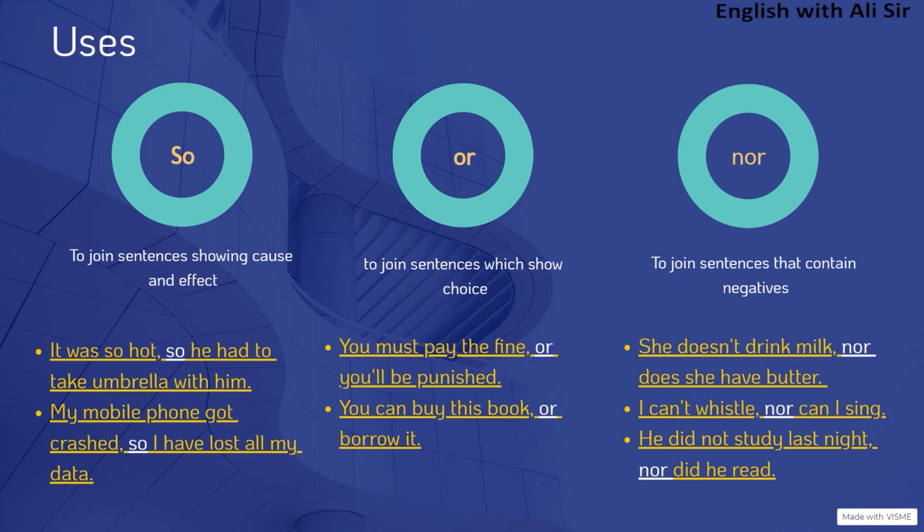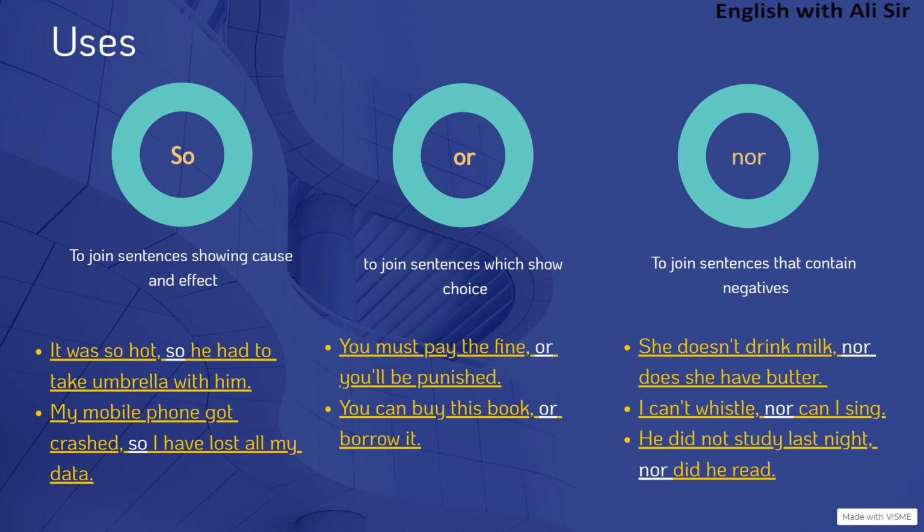Then there is next coordinating conjunction, which is or. Or is used to show choice. When there is the choice of two things, you use or. For example, you must pay the fine or you will be punished. Next example can be, you can buy this book or borrow it. So there are two choices. One, you can buy it or borrow it. You can take it or leave it. You can go or stay. So when there are two choices, you can use or.